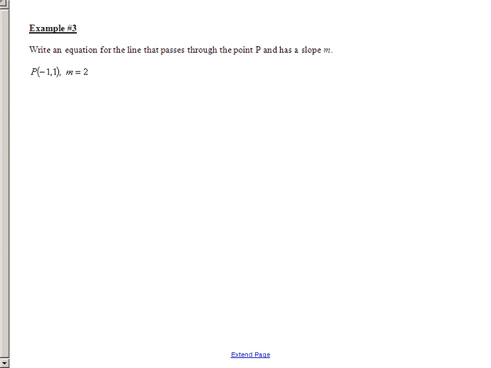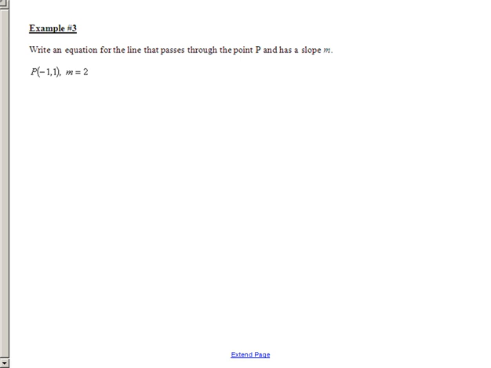Example number 3, write an equation for the line that passes through the point P and has a slope m. You will do this numerous times throughout this year in AP Calculus. It is an Algebra 1 problem. The key to it is being able to find that slope if it's not given to you. In this problem, it's given to you. It couldn't be any easier.